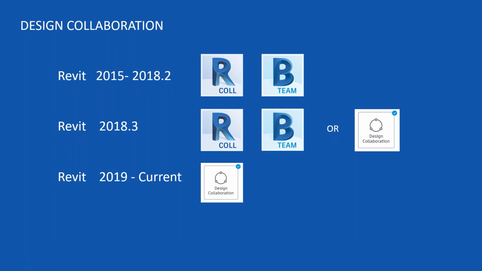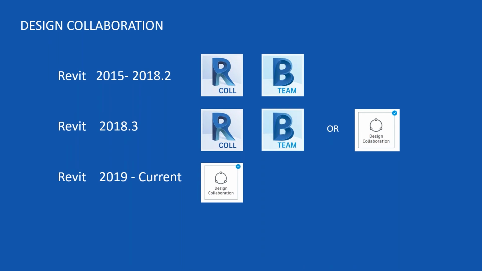So who has worked in BIM 360 C4R or the older version? The version of Revit that you are using will define which versions of BIM 360 collaboration you can use. If you have versions 2015 to 2018.2, you are limited to the older or classic version of C4R, or Collaboration for Revit, in association with BIM 360 Team as the document management repository. If you are running 2018.3, then you can pick between both versions.